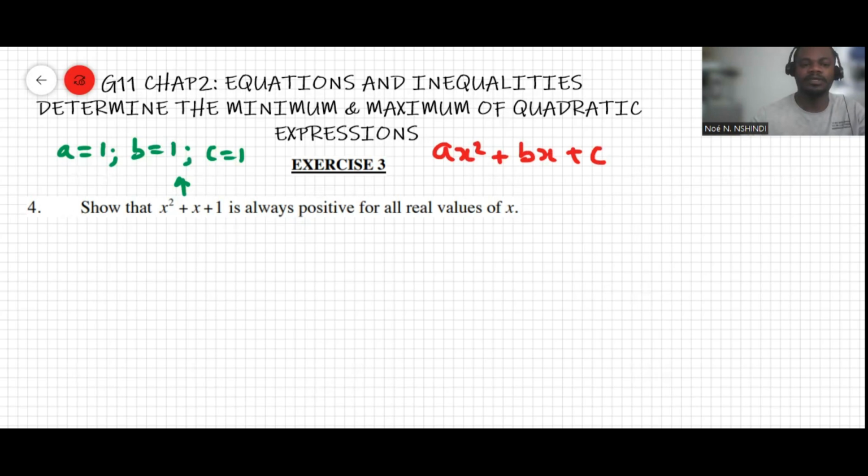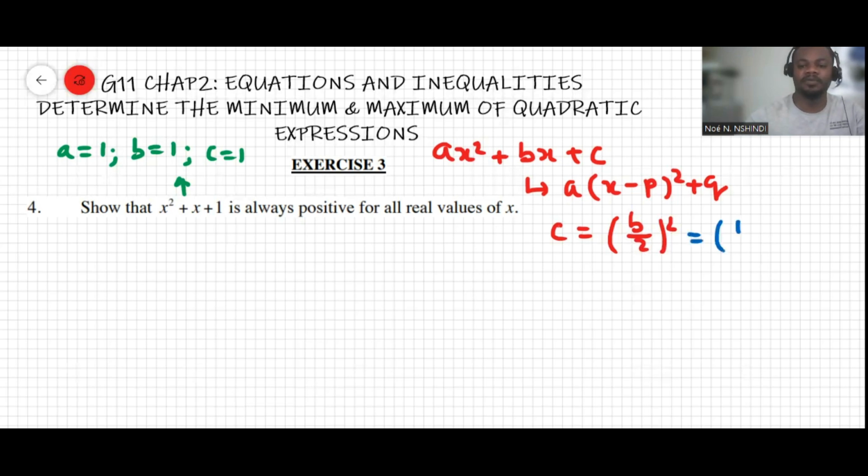Now, completing the square means we must write this in the form a(x minus p) to the power of 2 plus q. And then we do c equal to (b over 2) to the power of 2. In this case, b is 1, so it's going to be 1 over 2 to the power of 2, which is a quarter. Then I can write here x squared plus x, and instead of writing 1, I am going to write a quarter, plus a quarter. But initially, it was 1 here, and now we have a quarter. If I need 1, what can I do? I know that if I have a quarter, to get 1 I can just add 3 quarters, because 1 plus 3 makes 4, so it's 4 over 4, which is 1.